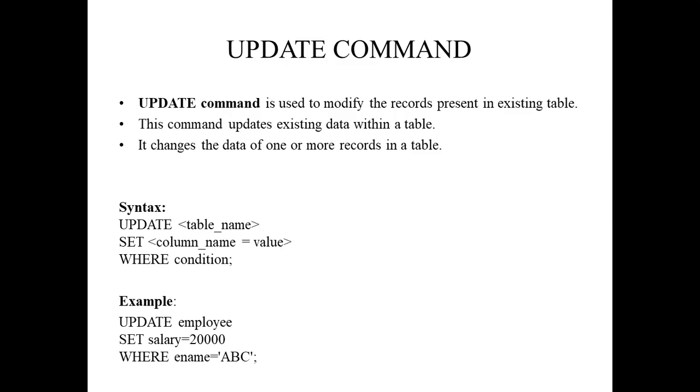For which person? Whose salary? So that's why we will mention it in the WHERE clause: where employee name is equal to ABC. ABC's previous salary doesn't matter to us. Now we will change that salary to 20,000. So now we will see the online compiler. Okay, we will update some records.